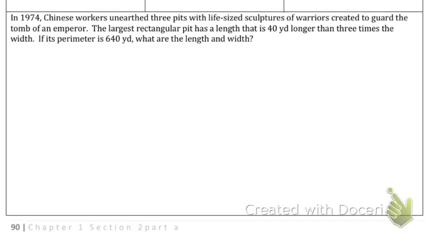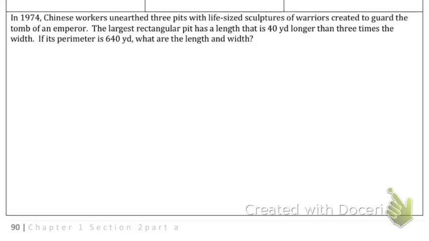We have Chinese workers unearthing some ancient warriors that were guarding the tomb of an emperor. Then they tell us that the length is 40 yards longer than 3 times the width. If its perimeter is 640 yards, what are the length and width? So I'm looking at perimeter. Perimeter is 2L plus 2W. But that isn't the important part just yet.